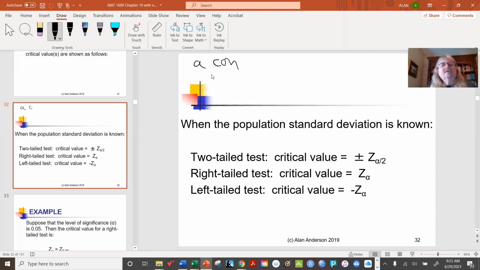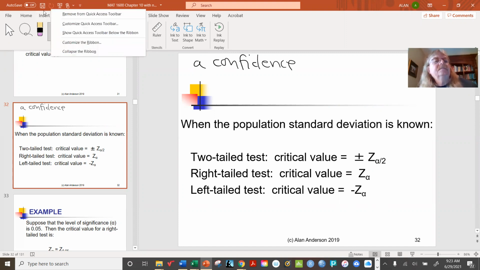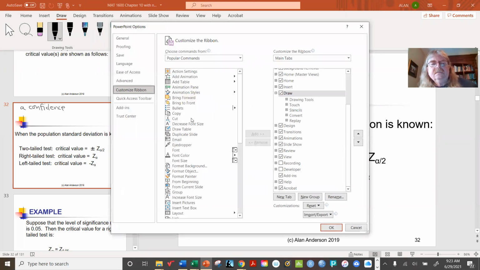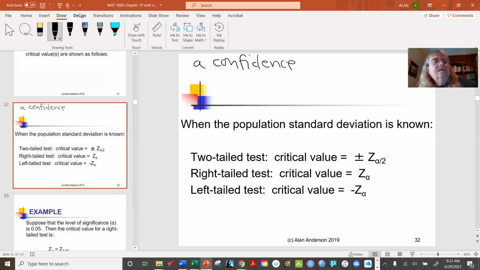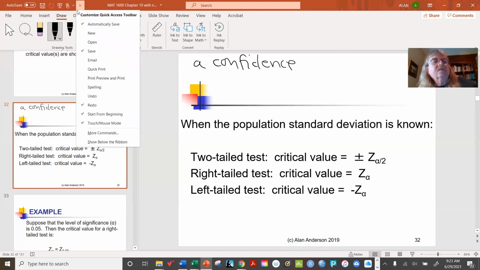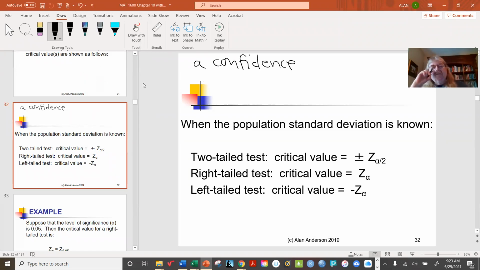A confidence interval. All right, let me try one more thing here. Okay, it just plain ignored me. I told it to put undo on here and it just ignored me. Isn't that nice? Oh, thank you for actually obeying me.